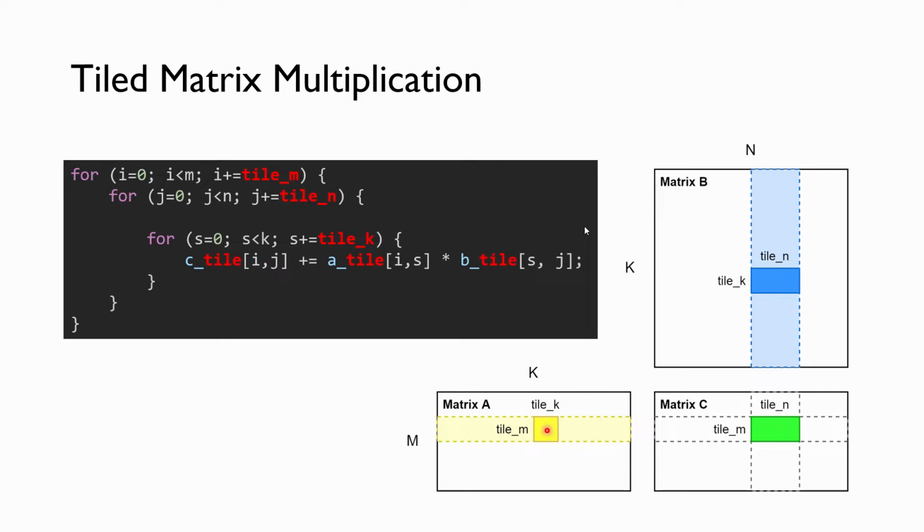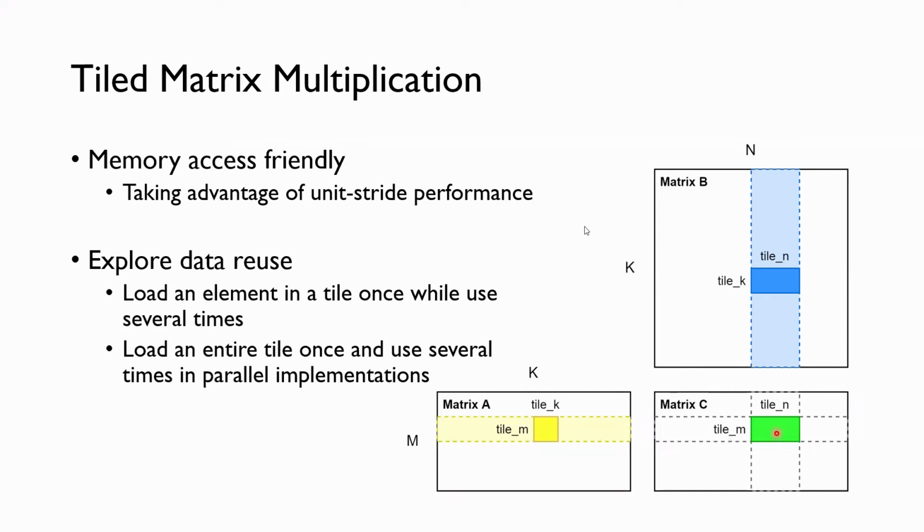Take the matrix A tile: tile A is shaped tile M by tile K, the tile B is a tile K by tile N submatrix, and the tile C is a tile M by tile N submatrix. So we think the tiled matrix multiplication is friendly to memory access, as we can load and store a tile row by row, which takes advantage of unit-stride performance.